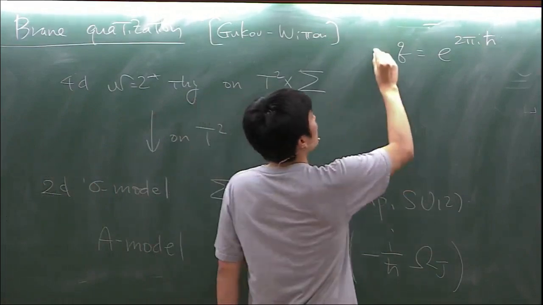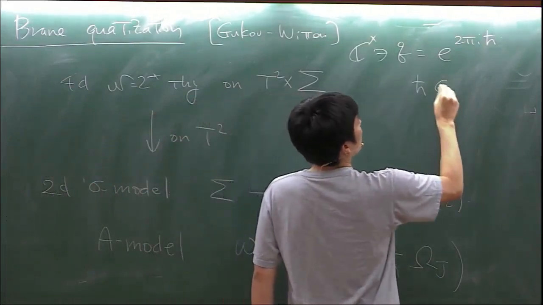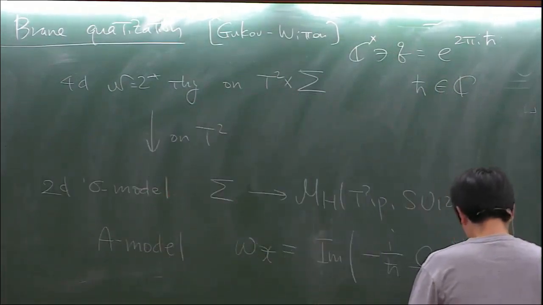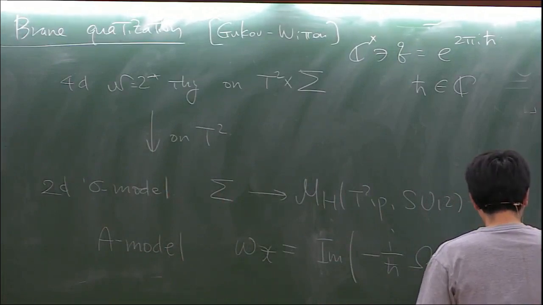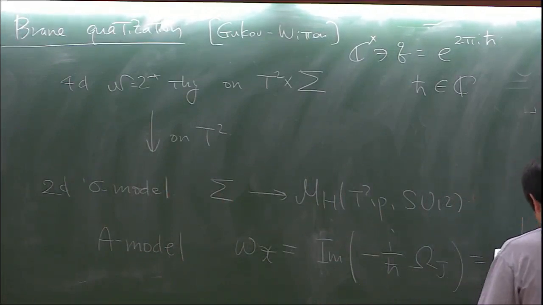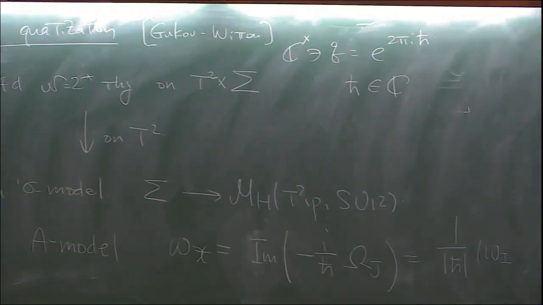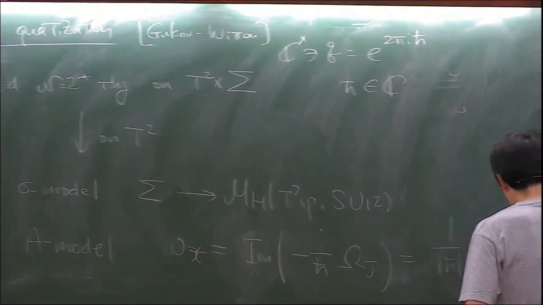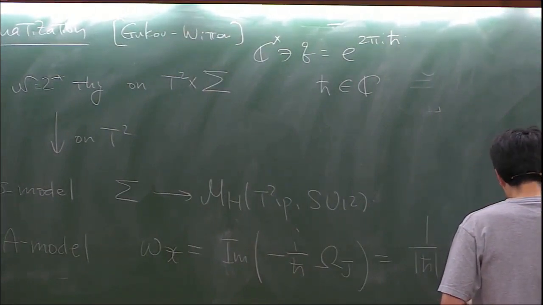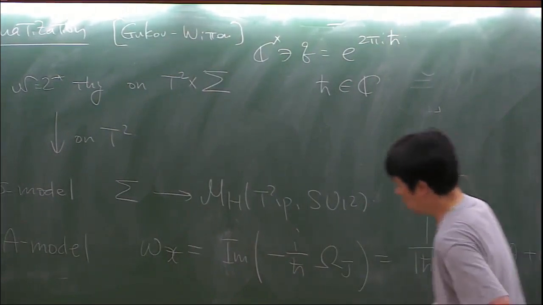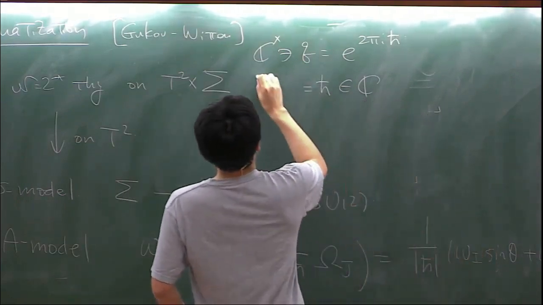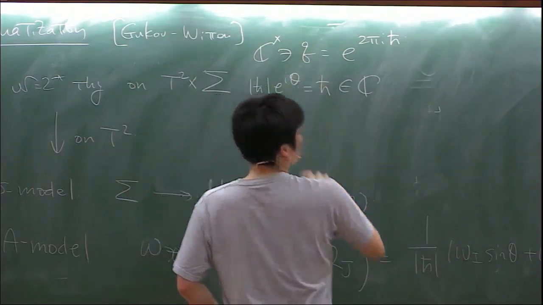Since Q is a C-star variable, h can take any complex value. And if you do the honest computation, it's easy to see that this is 1 over h bar, omega I sine theta plus omega k cosine theta, where h bar is e to the i theta. That's my note.